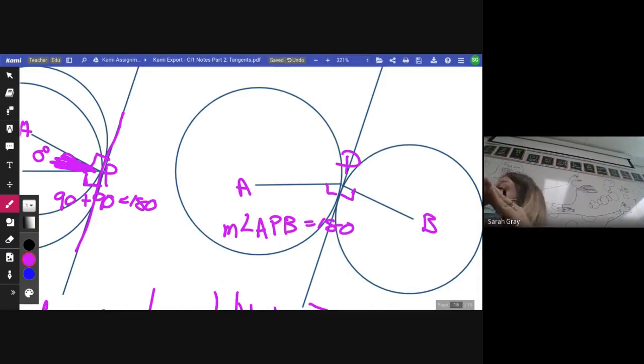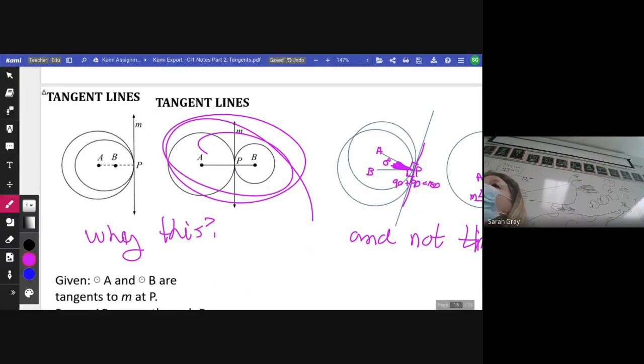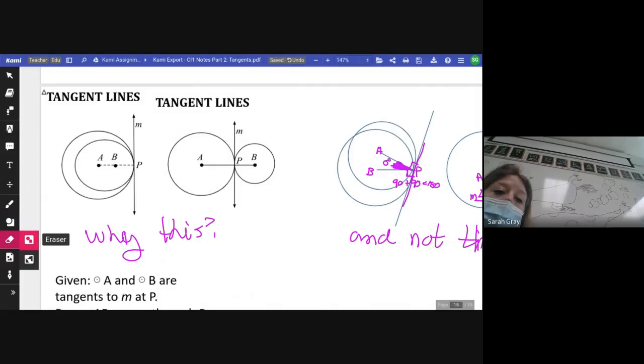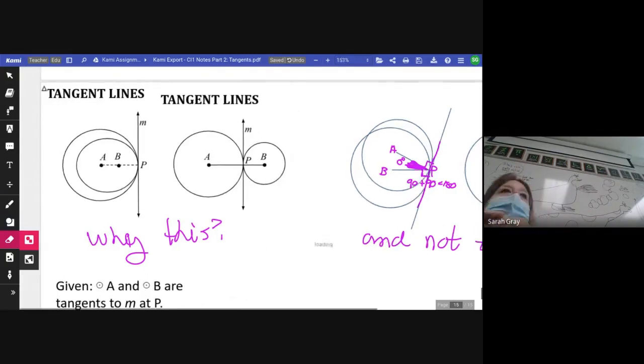So those two 90s adding together is going to force that guy to straighten out and not be bent the way it is. It has to be a straight angle. So that's why it looks like it does over here, and it straightens them out. So that's why that theorem works. And it always will. So internally tangent and externally tangent circles, their centers and their tangent points will all be along the same line. They won't be bent.